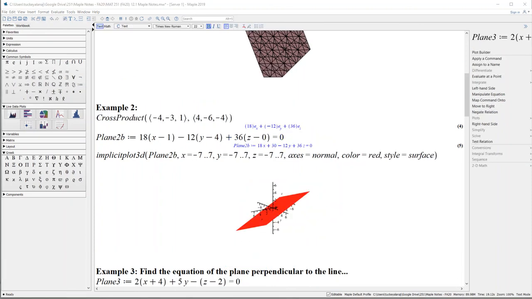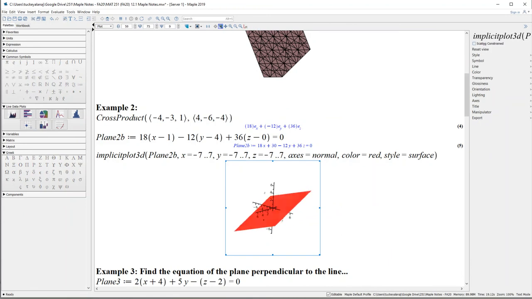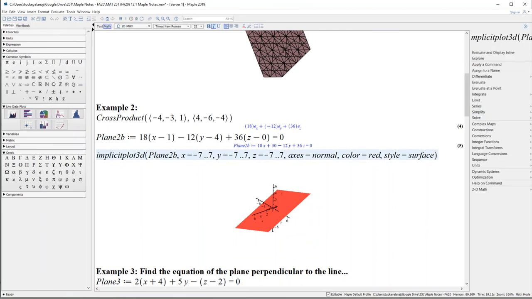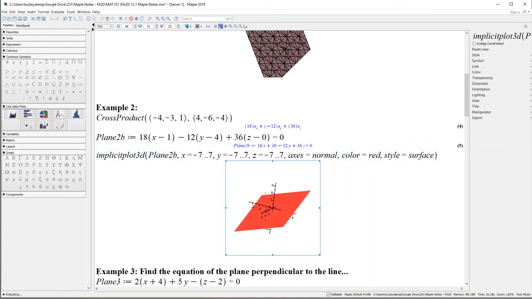Actually, I was wrong. That was the problem for the equation of the plane for the next problem. Here's the equation of the plane that we were looking at right there. So that's the plane that we were finding. So 18 times x minus 1, minus 12 times y minus 4, plus 36 times z minus 0. And of course, I'm using implicit plot 3D to graph these. I named the plane and then I'm just using it to graph it. You just want to make sure you have appropriate x, y, and z coordinates so that you can actually see what the plane is that you're trying to look at, which we can here.